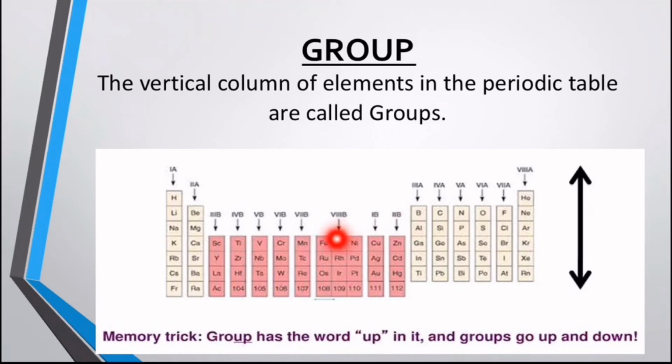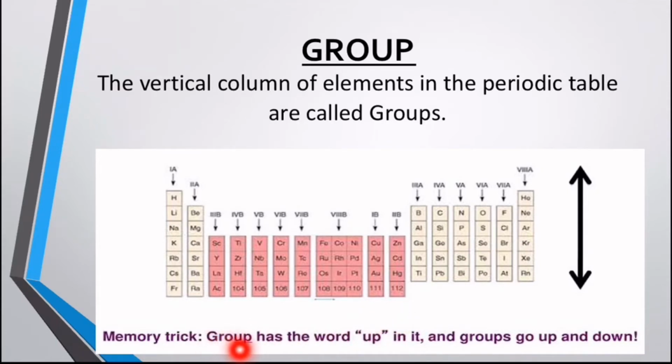And groups are subdivided into two categorizations, that is A and B. There are 8 groups in a periodic table: group 1A till 8A and group 1B till 8B. So going from upward till downward are mentioned as groups. As you can see here, these are group A, 1A, 2A, and the same way we have group 1B, 2B till 8B.